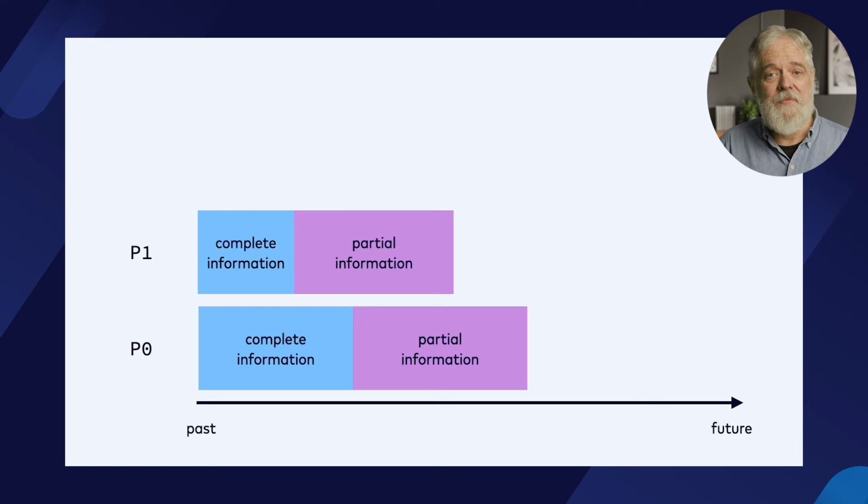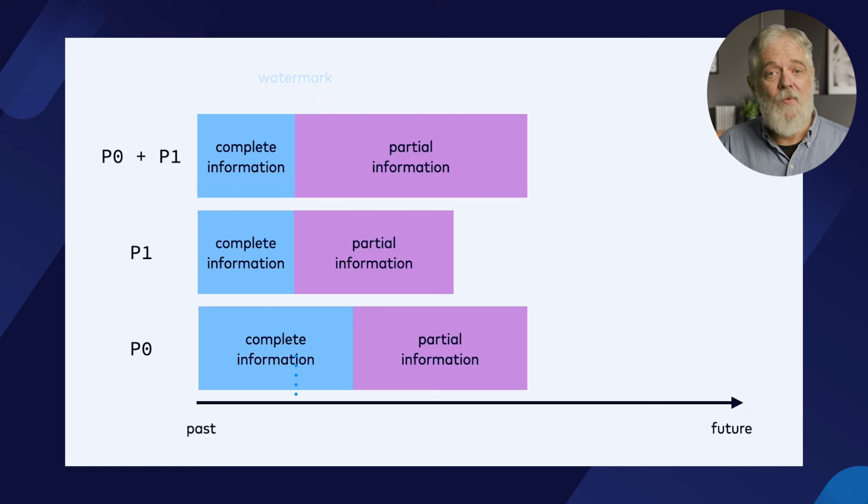Once we bring events from these 2 partitions together, the watermark for the combined stream is the same as the watermark for P1, since that watermark marks the end of the region for which we have complete information for this combination of streams.